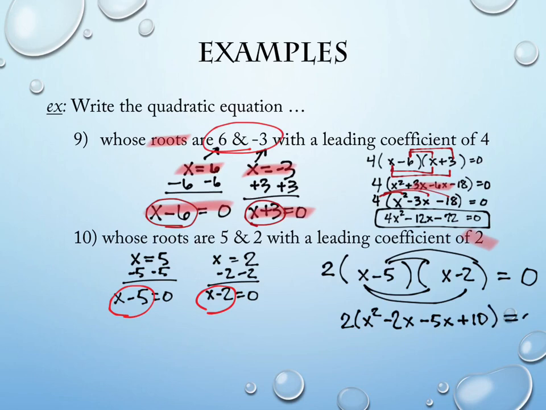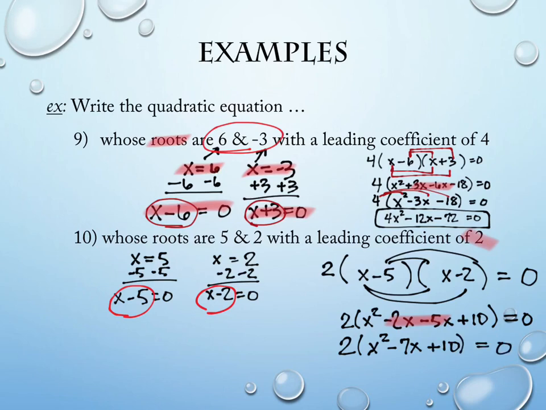And that kind of should look familiar. We've seen this expression today, actually. What combines inside? Negative 2x and negative 5x, which gives me negative 7x, plus my 10.